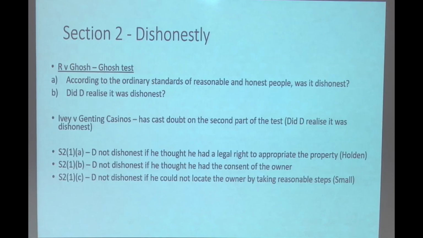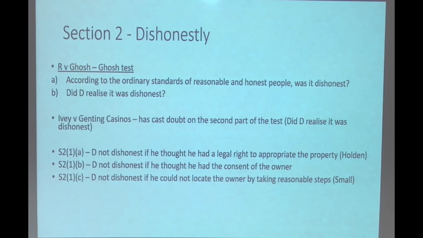If we look at dishonesty under section 2 next, the main case on this is R v Ghosh, which set out the Ghosh test, which is the main test you use to decide whether the defendant did act dishonestly or not in a theft. It is obviously part of the mens rea, because it's to do with what he was thinking at the time he did the offence, not what he actually did. The Ghosh test is split into 2 parts.